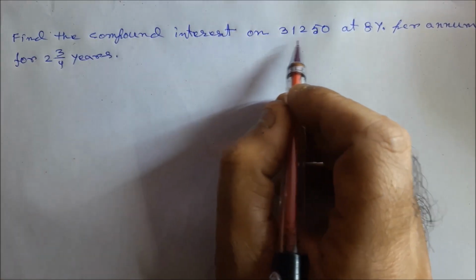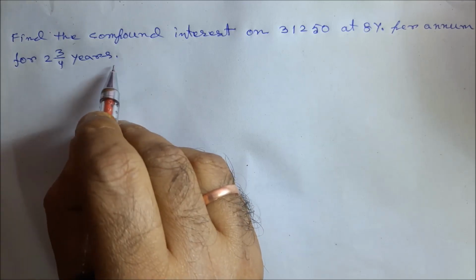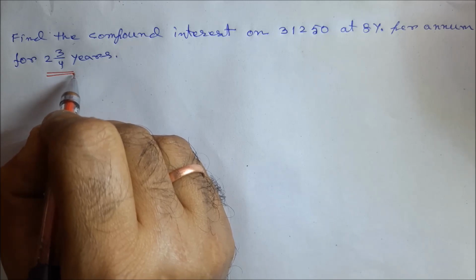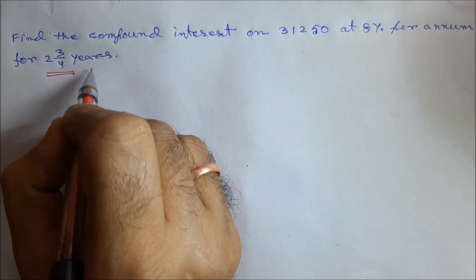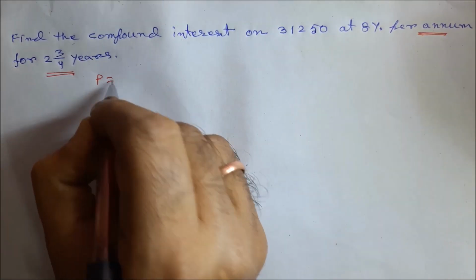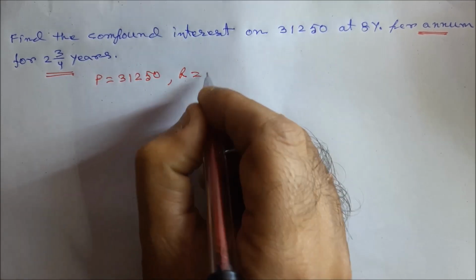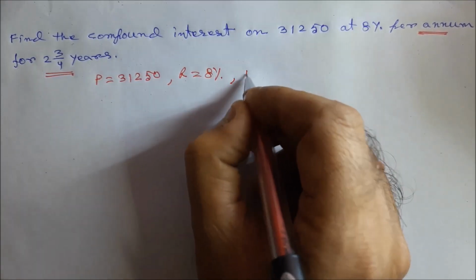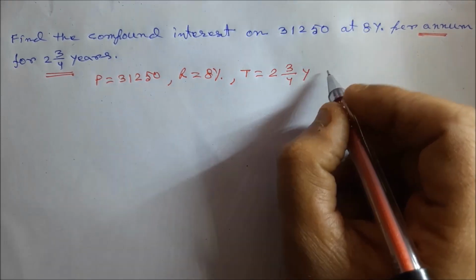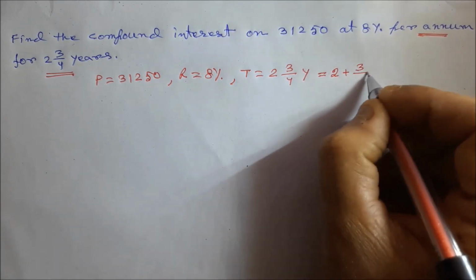Find the compound interest on this at 8% per annum for 2 whole 3 by 4 years. In this question, the time is in fraction. So we have to follow a separate formula for this, and the interest is calculated annually. So P is equal to 31,250, rate is equal to 8%, and time is equal to 2 whole 3 by 4 years. So let us split the whole number and the fractional part also.